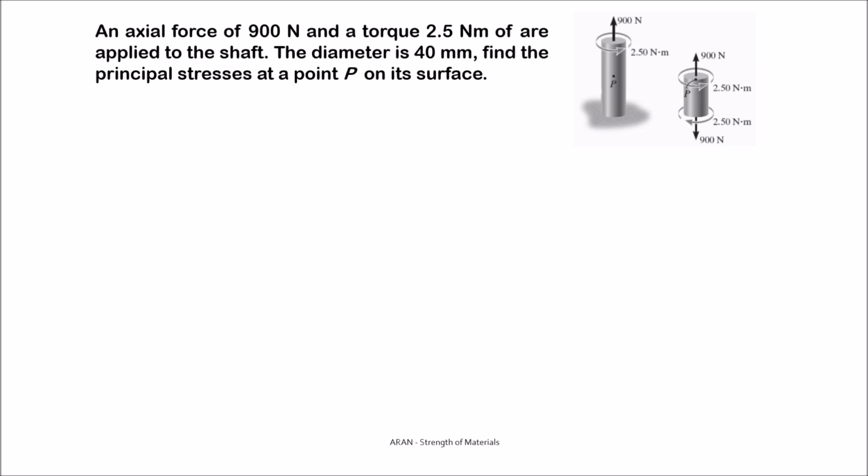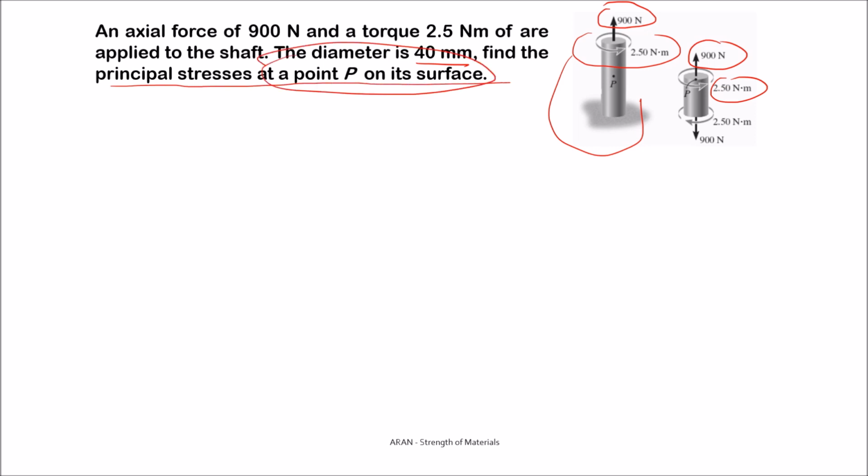Well, another example. Here we have a rod. On this rod, a tension and torsion is applied. So as you see, the axial force is 900 newtons and the torque is 2.5 newton meters. So diameter is given, find principal stresses at a point on the surface.